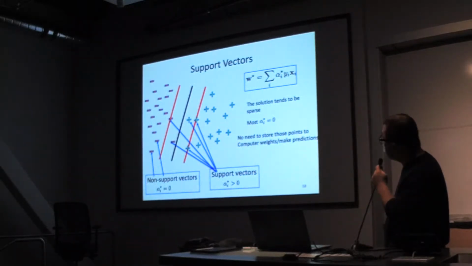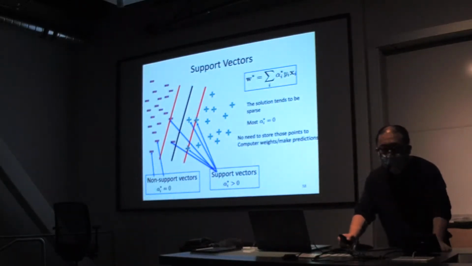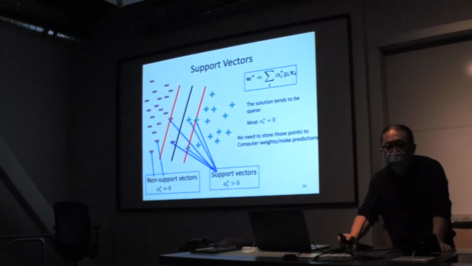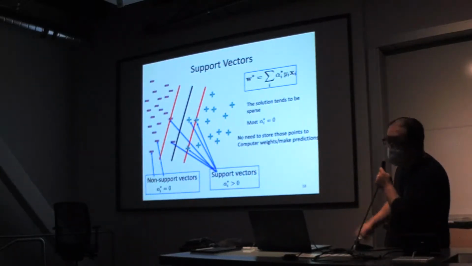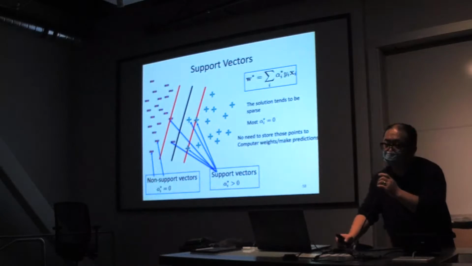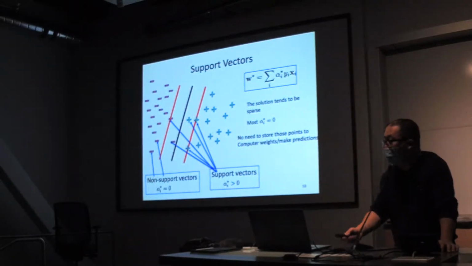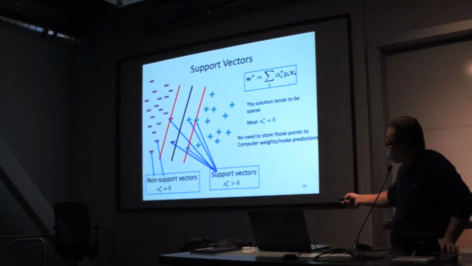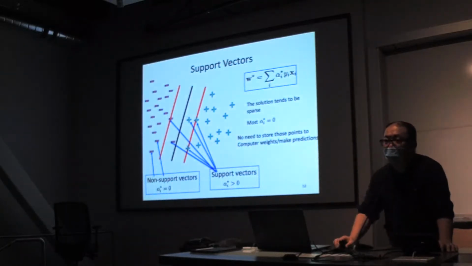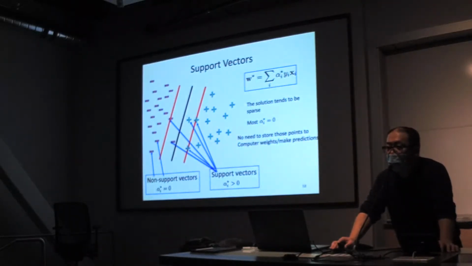On the contrary, for most good points which can be well separated, like here, you can show that their corresponding alpha i star is simply 0. As to why, again, this will be left as exercise 3. You can show that for all the examples outside the margin, you must have this optimal alpha i star to be 0.